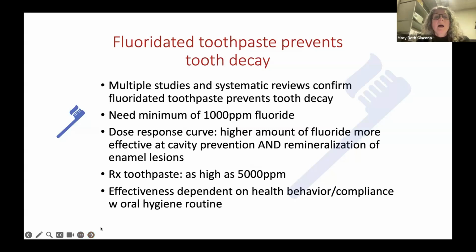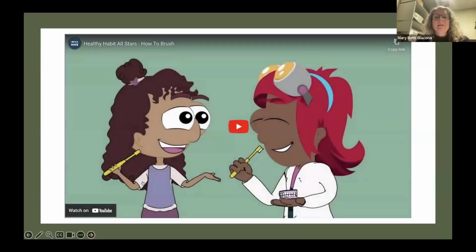Prescription toothpastes are available as high as 5,000 parts per million. Prevident is the most commonly prescribed form of that. But when it comes to toothpaste, and this is a big but, the effectiveness really depends on health behavior and compliance with an oral hygiene routine. You can have a tube of 5,000 parts per million fluoride toothpaste sitting on your bathroom counter. It is not going to do anything as far as cavity prevention if you're not using it properly and on a regular basis.